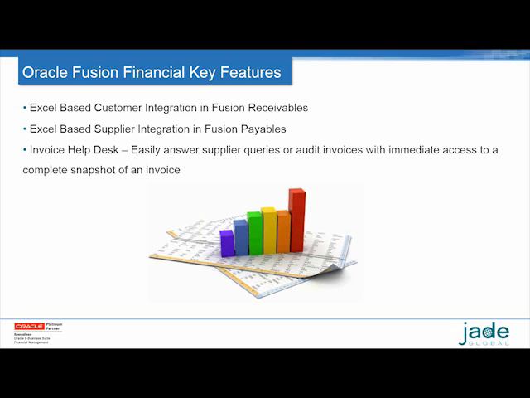And also there is an invoice help desk, which makes it easy to answer your suppliers' queries and audit invoices, with immediate access to a complete snapshot of an invoice. This is something which is not available in R12. If somebody calls an AP specialist to inquire about a supplier invoice, the user has to switch several screens and spend a lot of time. But the invoice help desk available in Fusion helps your AP specialist to query the information and answer all your suppliers' queries and audit invoices.